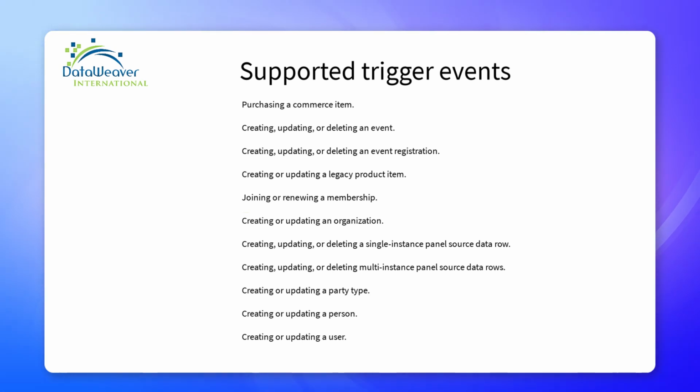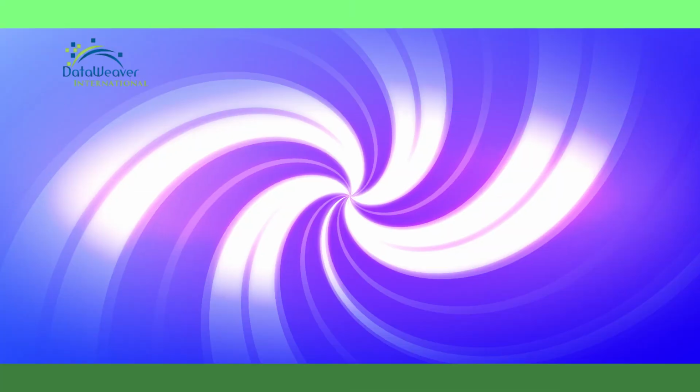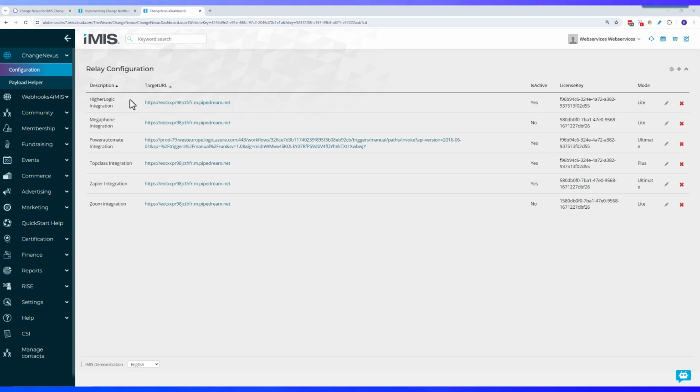So let's jump in and take a look at how it works. So this is the configuration screen for Change Nexus. As you can see, it's all very familiar. You manage each of the connection endpoints from within iMIS itself.